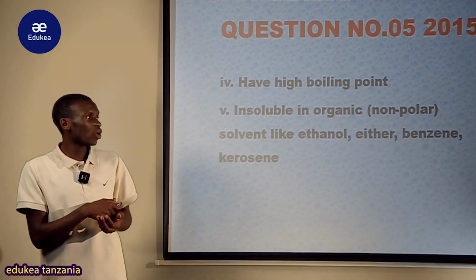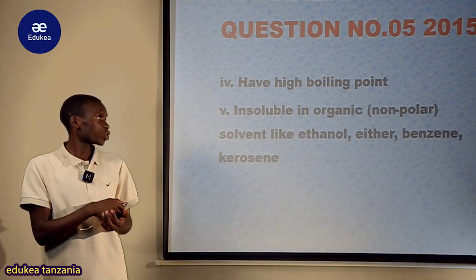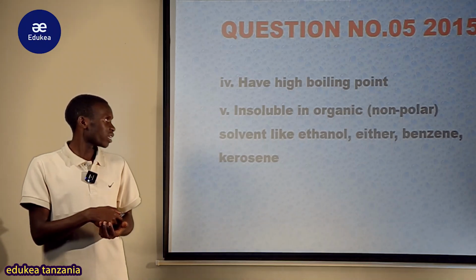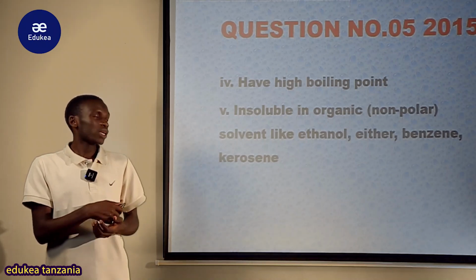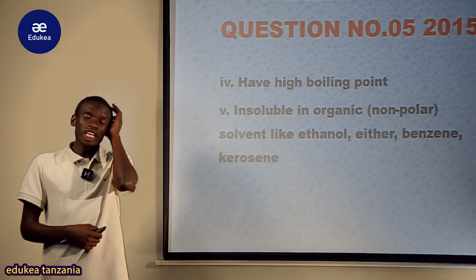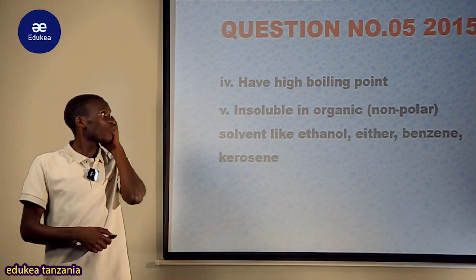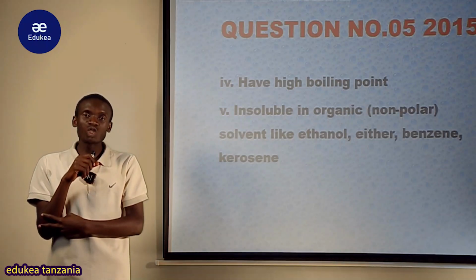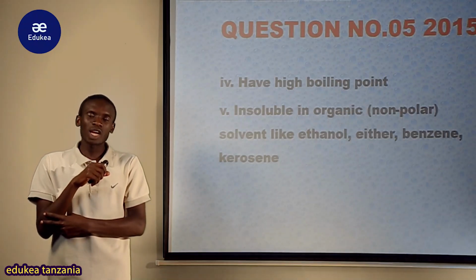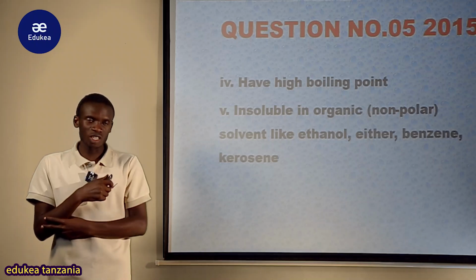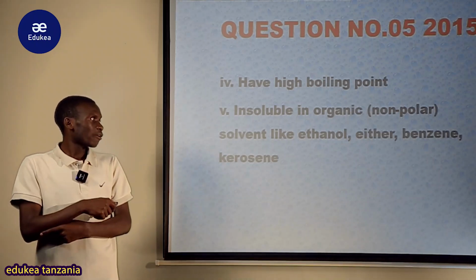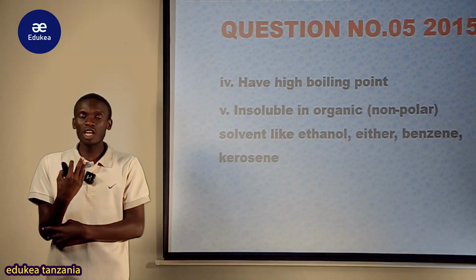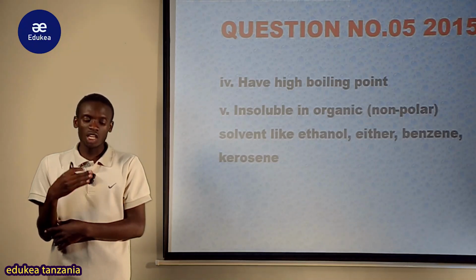Although they are insoluble in organic nonpolar solvents like ethanol, ether, benzene and kerosene. So these are insoluble in organic solvents but are soluble in water. They can dissolve in water but cannot dissolve in organic solvents. For example, in ether, ethanol, benzene, electrovalent compounds cannot dissolve.